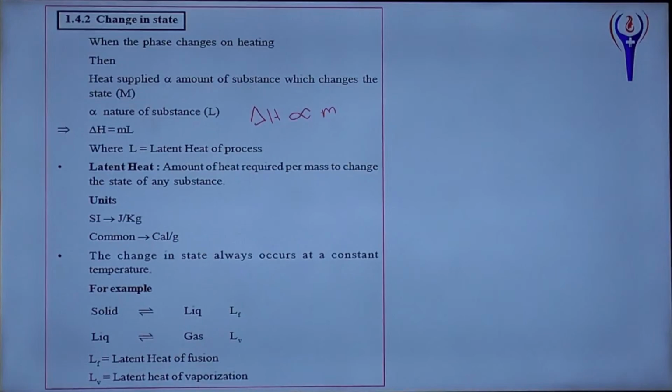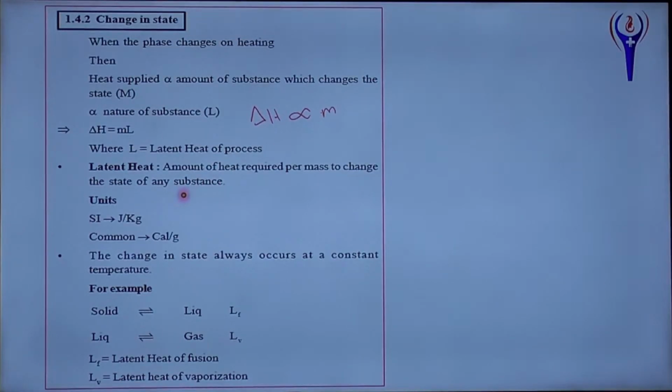It also depends on the nature of the substance. And here delta H equals M into L. Here L is called latent heat of the process. That may be latent heat of fusion or latent heat of vaporization. And its SI unit is joule per kilogram. The amount of heat required per mass to change the state of any substance is called latent heat.